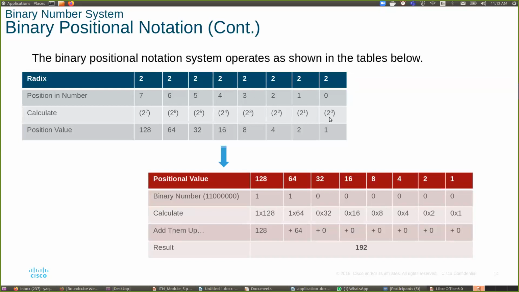So base 2: 2 raised to the power 0 is 1, 2 raised to the power 1 is 2, and the same thing goes. You can see these are their positional values. Then you can take all these positional values and add them up. It is going to give you this value, 192.